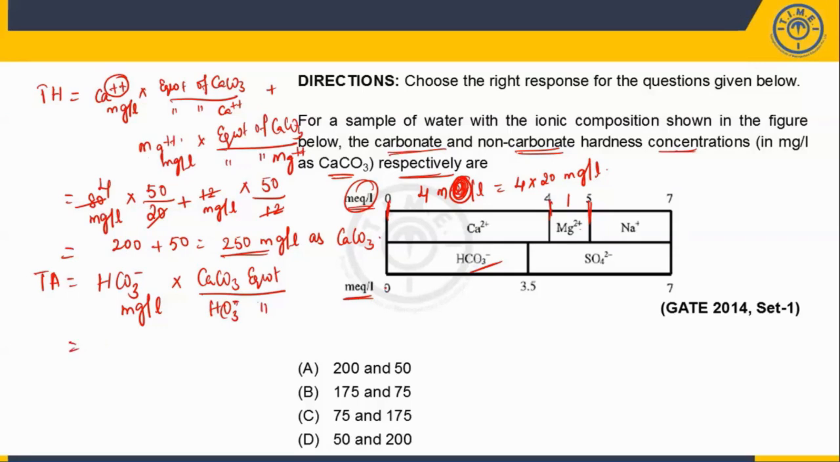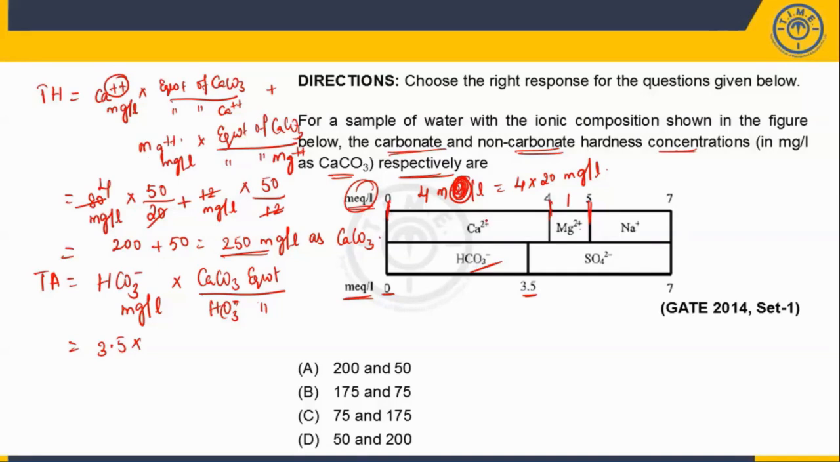Now, HCO3 is ranging from where to where? 0 up to 3.5, so it is 3.5 milli equivalent per liter. And the equivalent weight of HCO3 is how much? Valency is 1, so molecular weight and equivalent weight both remain the same. Divided by 1.